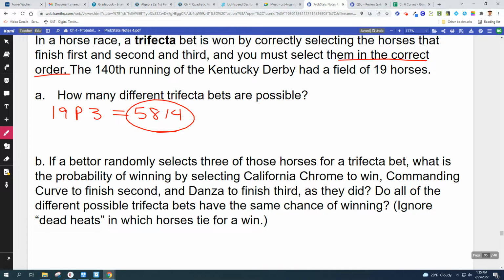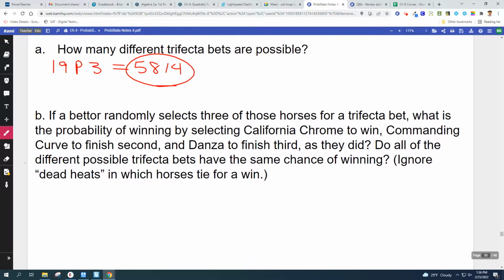Part B, if a bettor randomly selects 3 of those horses for a trifecta bet, what is the probability of winning by selecting California Chrome to win, Commanding Curve to finish second, and Danza to finish third as they did? So sometimes these problems seem a lot more confusing or a lot more difficult than they actually are. There's only one way to win.